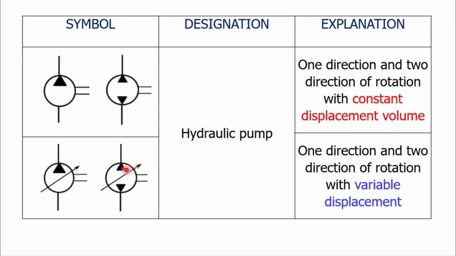But many pumps have variable displacement. The displacement changes as per the requirement. To represent that variable displacement, we use an arrow. The arrow is placed in this format. As the arrow is there, we can easily say that the pump represented has variable displacement.